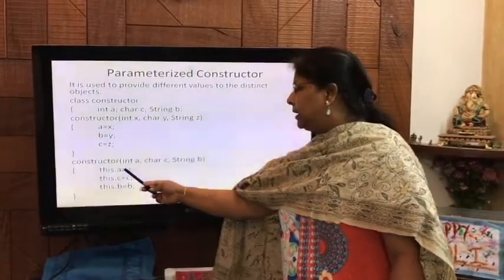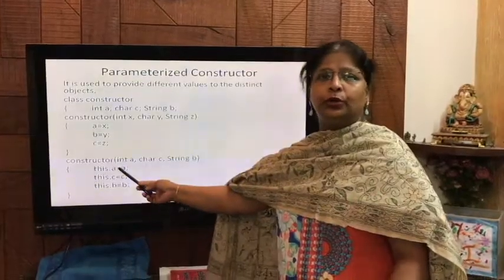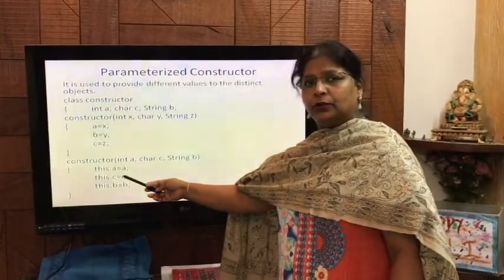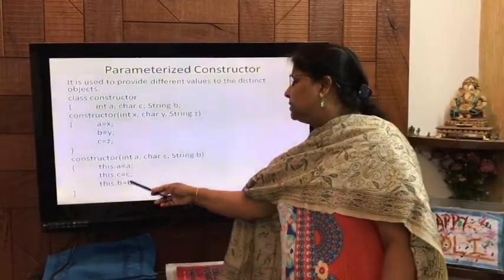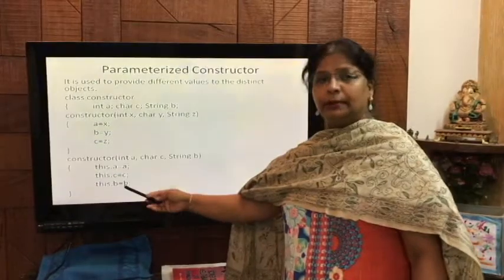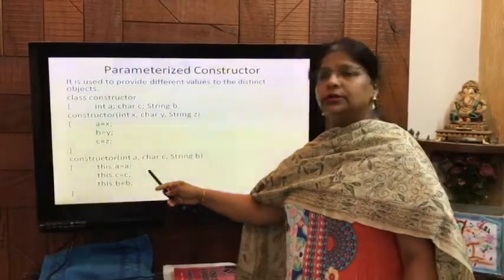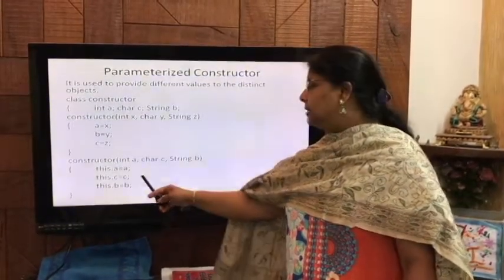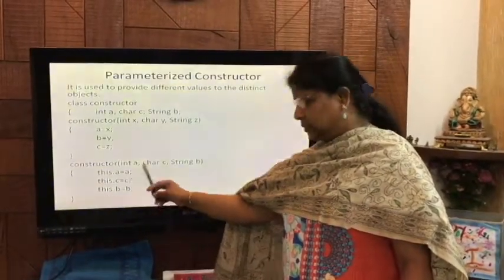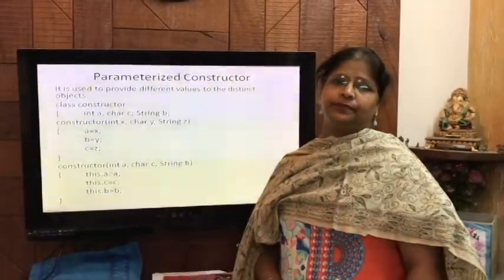So this dot a is equal to the value which you are going to pass. This dot c is equal to the parametric value of c. This dot b is equal to the parametric value of b. Students, remember you cannot write a is equal to this dot a, b is equal to this dot c and c is equal to this dot c.